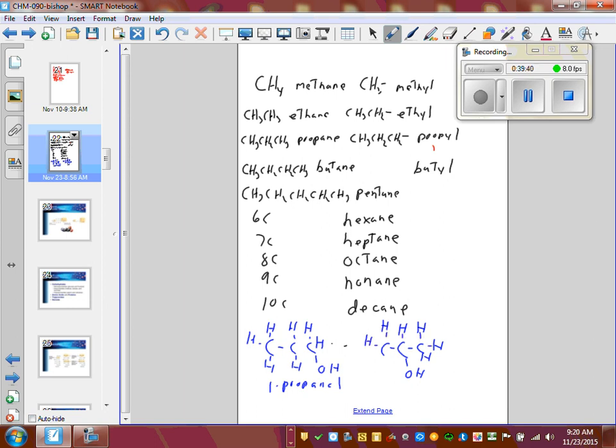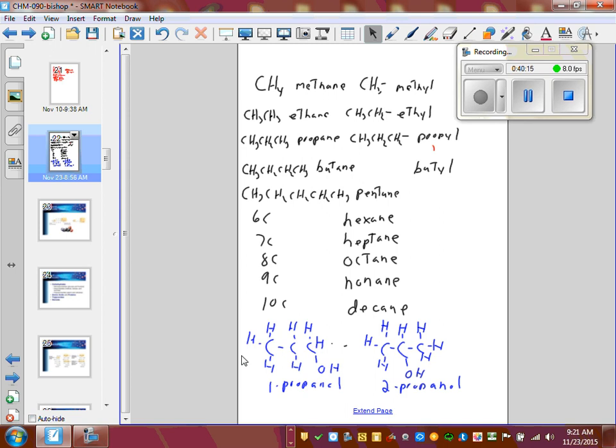This is 2-propanol. What is here is commonly called isopropyl alcohol. It means the group is in the second position. When you have two compounds that have essentially the same number of atoms, just rearranged, they're called isomers. So "iso" comes from isomer. This is the isomer of 1-propanol, which is 2-propanol.